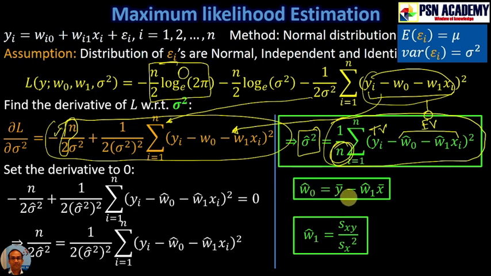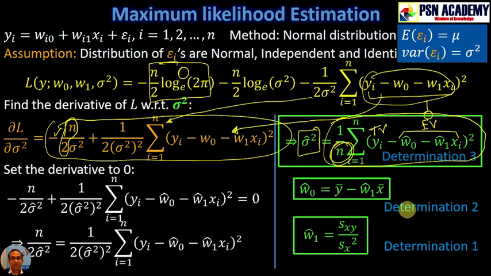So W0 hat will be like this, and W1 hat will be like this. Now for this figure, you can see that W0 hat is dependent upon W1. So before going for W0, you have to go for W1. So W1's determination will be the first job you have to do. The second job is the W0, and the third job will be the sigma squared, because sigma squared is dependent upon both W0 and W1.